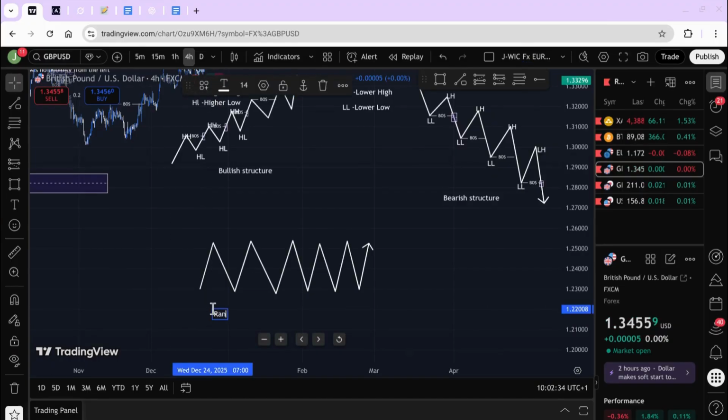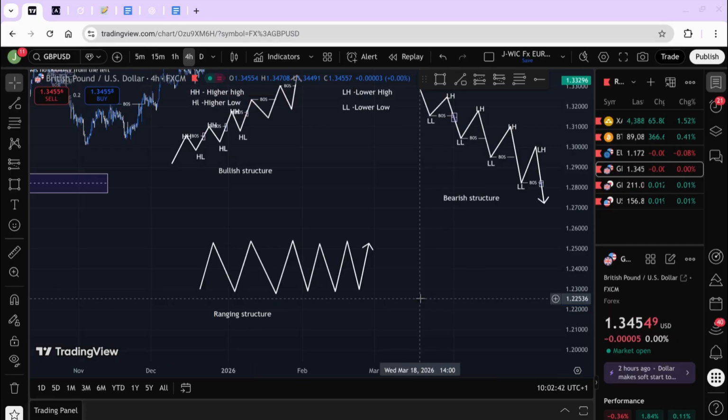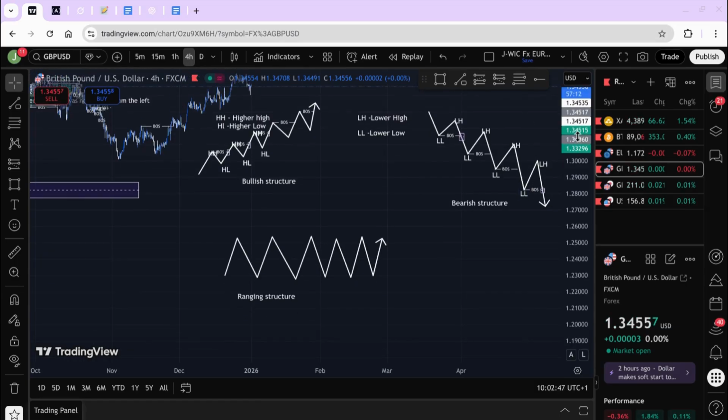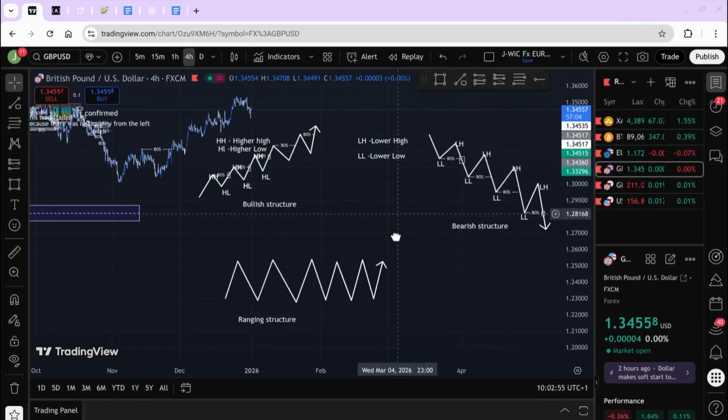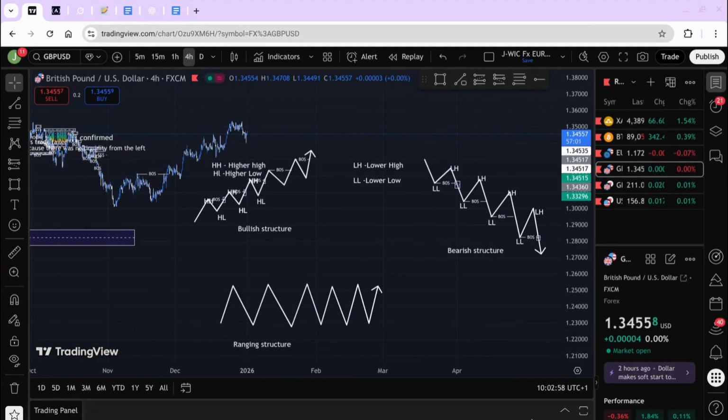I do have a strategy for trading this type of structure, which I call the box model. I usually trade that in BTC. So these are the three structures we have. Watch out for the next video where I'm going to be talking about the bullish structure, and we're going to try this on a chart, on the GBPUSD chart.